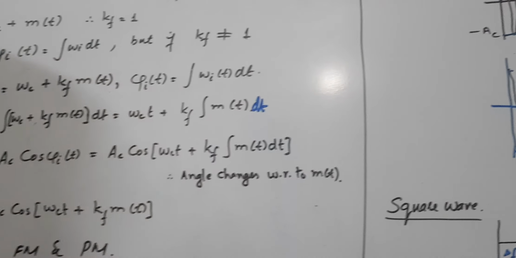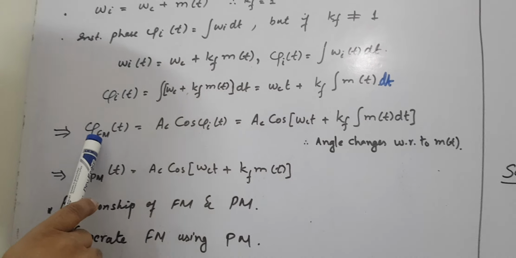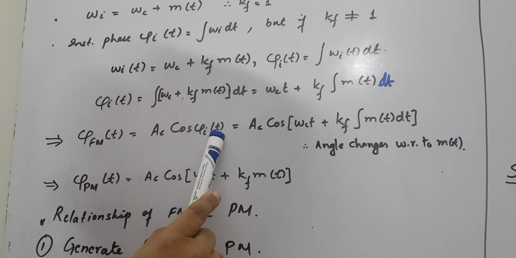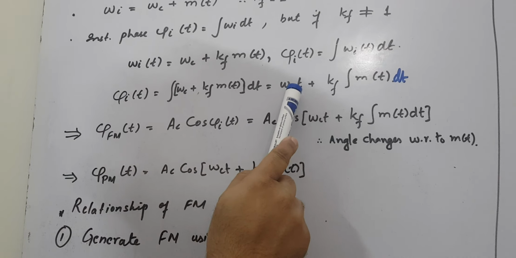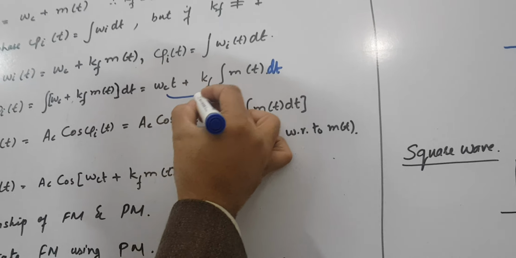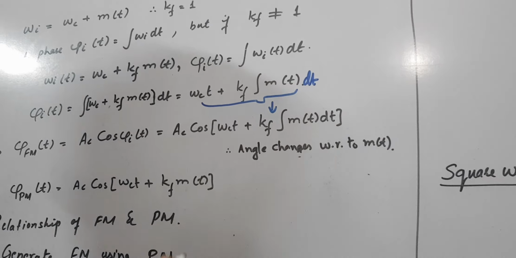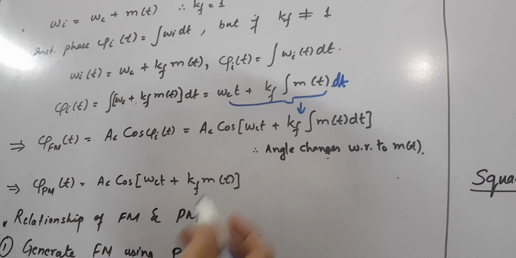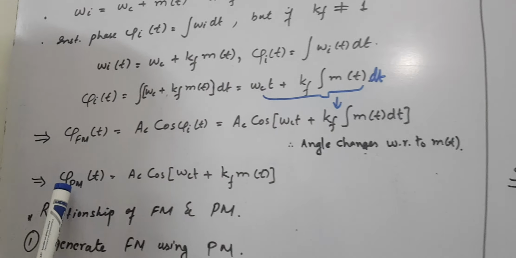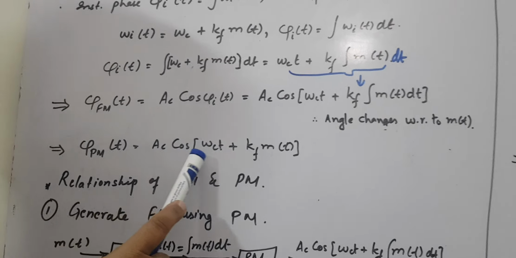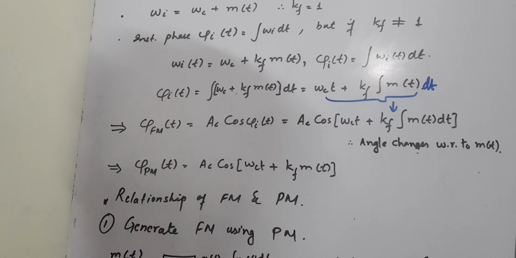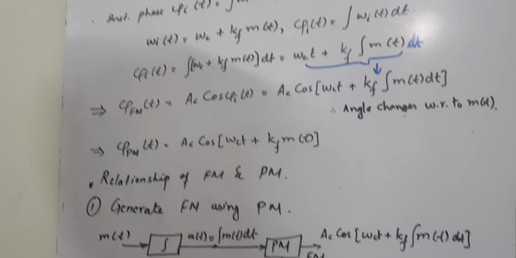So if we have a frequency modulation, in that case the modulated signal is Ac cos phi(t), and phi(t) is equal to omega_c t plus kf times the integral of the message signal, as you are inserting here in the case of phi(t). You can see that the angle changes with respect to the modulating signal. But if we have PM, then we can write Ac cos(omega_c t plus the message signal). So it means that we have a relationship between FM and PM.